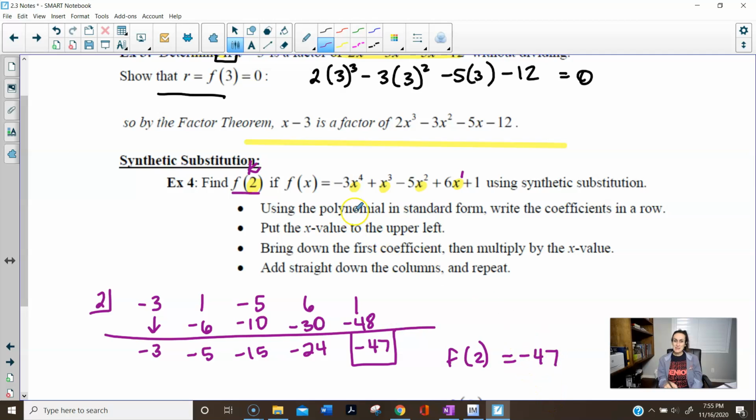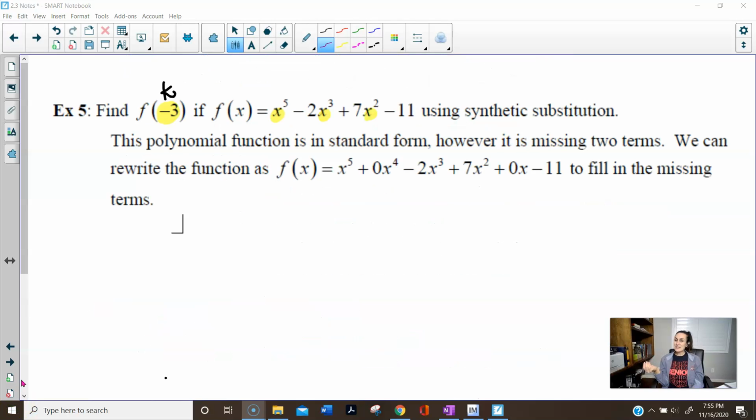So what that means is in this polynomial function, when I look at the graph, when I go right to 2, I'm going down to -47. In the interest of time, I'm going to let you try this one on your own. You can stop the video and then pick up and see if you did it right.